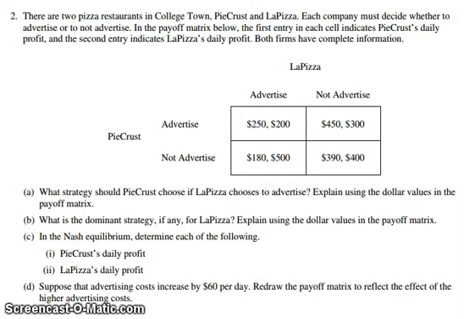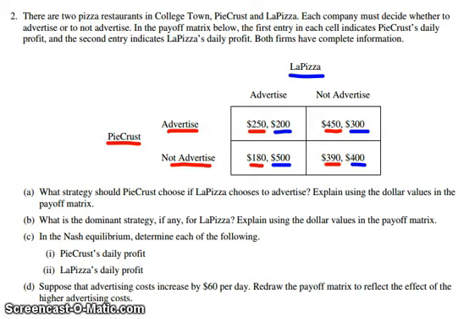Okay, so we're told that Pie Crust's daily profit is the first entry in each cell. And I have the advantage of using some colors here, so I'm going to go ahead and say Pie Crust is red and the first number in each cell, and that means La Pizza is blue and the second entry in each cell. So they want to know what strategy should Pie Crust choose. Should they advertise or not advertise?